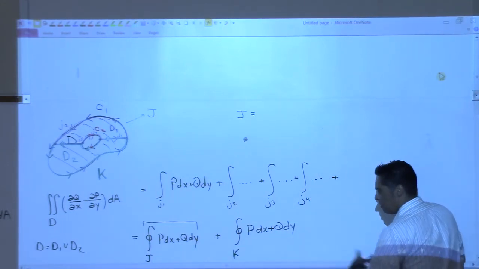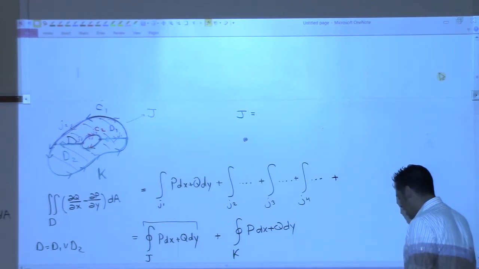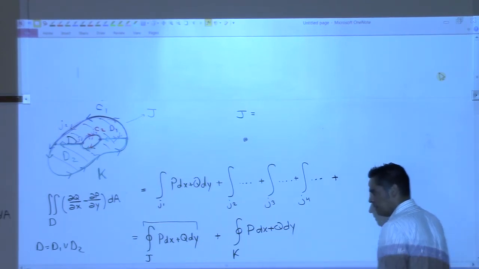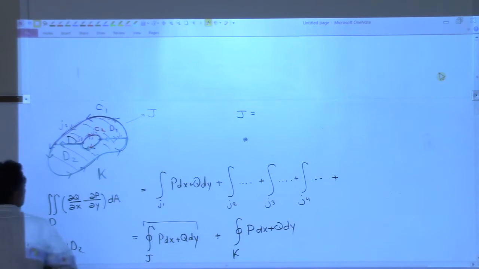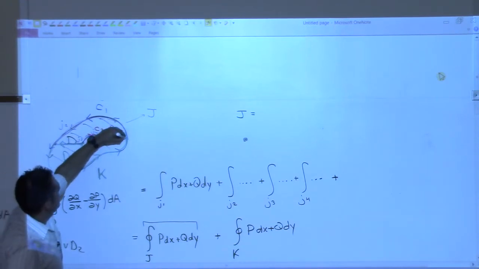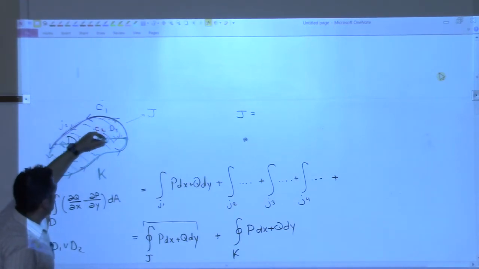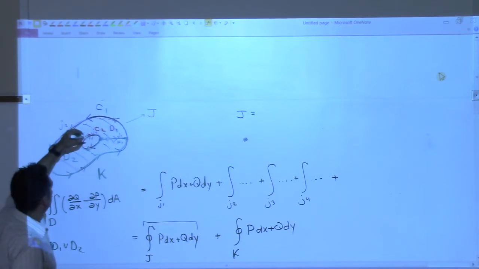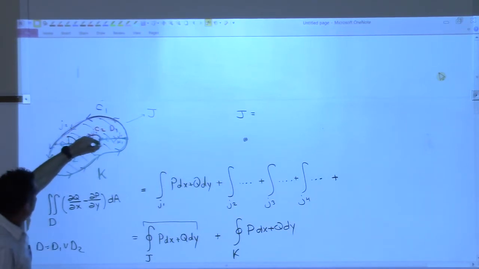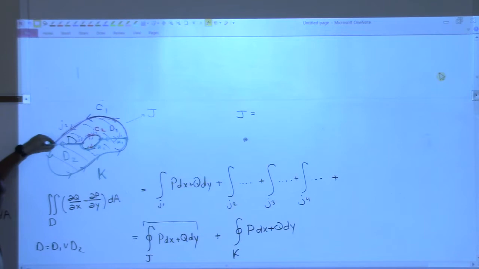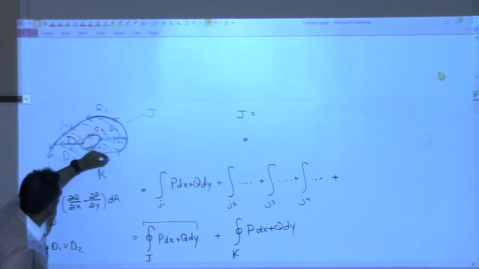Plus, so now I'm going to move to this piece. I'm going to break K up into smaller pieces. Let's call this from here to here little k1. From here to here, little k2. From here to here, little k3. And then from here all the way around, little k4.